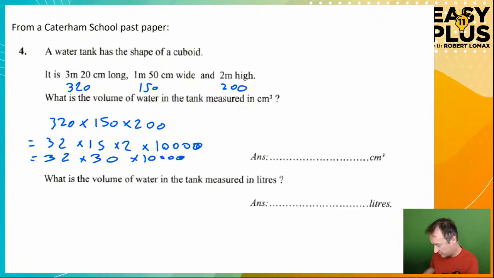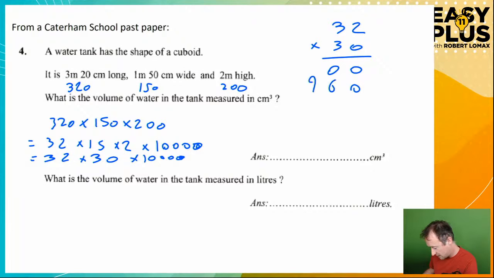Okay, let's quickly work out 32 times 30. 0 times 2 is 0, 0 times 3 is 0. Goodness me, it's tricky math. Second line starts with 0. 3 times 2 is 6. 3 times 3 is 9. Okay, so we got 960, so 960 times 10,000.